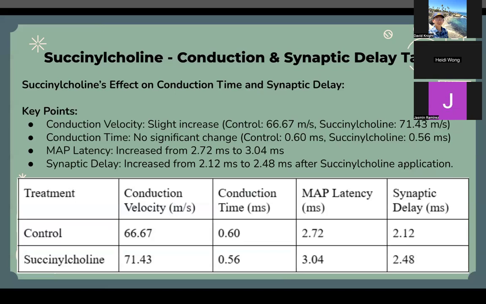This table outlines acetylcholine's impact on the conduction time and synaptic delay. Conduction time remained largely unchanged, indicating that acetylcholine did not affect the nerve signal transmission speed. However, MAP latency was increased, which subsequently led to an increase in synaptic delay. This is consistent with acetylcholine's action of causing sustained depolarization at the NMJ, delaying the initiation of muscle contraction. These results highlight how acetylcholine prolongs the time required for effective neuromuscular transmission.